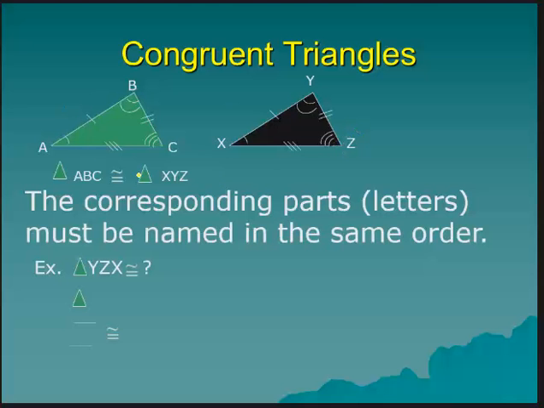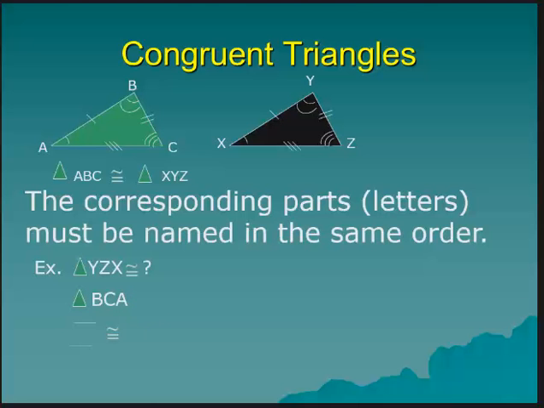in the green triangle? Angle C. And what corresponds to angle X in the green triangle? It's angle A. So if we're going to say YZX for the black triangle, we have to say BCA for the green triangle. Okay. So triangle YZX is congruent to what? It's congruent to triangle BCA.